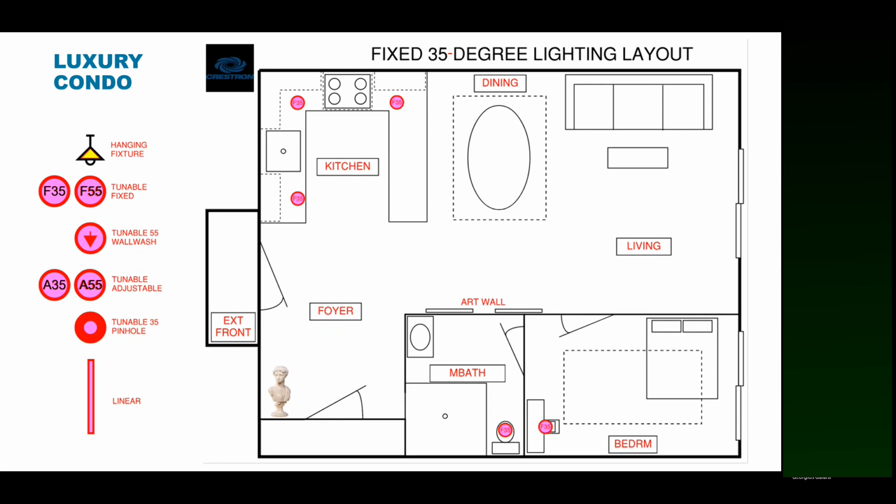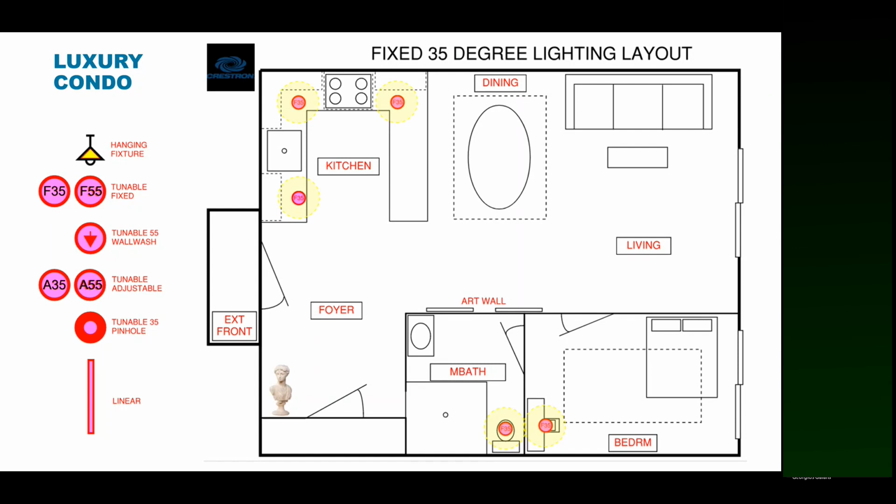Switching now to the narrower, fixed 35-degree beam spread option, we will deploy this fixture for more focused general lighting suitable for smaller areas or surfaces throughout the condo. A group of 3 fixtures illuminates the kitchen countertops. One fixture lights the desk in the bedroom, and another illuminates the water closet.